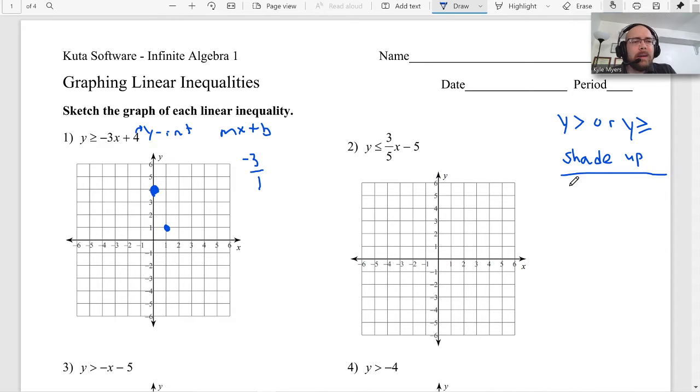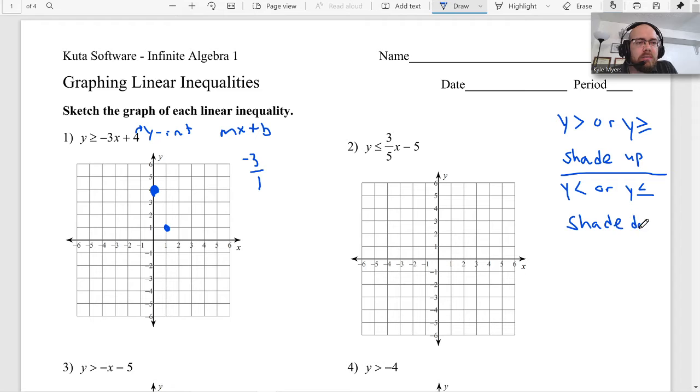Okay, so I can imagine you probably figure out what this next part's going to be. What's the opposite of shading up? Well, shading down, right? So y is less than, or y is less than or equal to. The little bar thing just means the or equal to part. So the mouth is the important part here. So we can shade up, and we can also shade down.